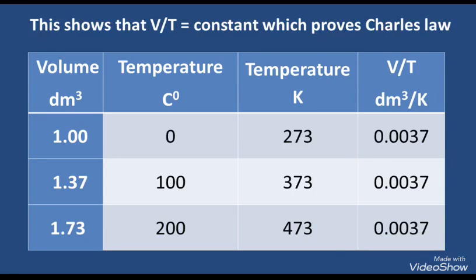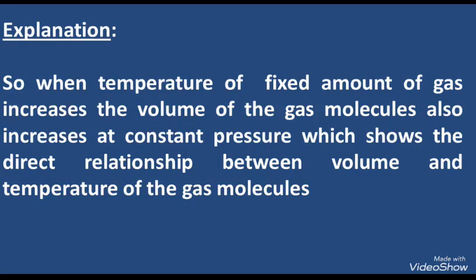The last column, which is the ratio between volume and temperature, shows constant values, which shows what? It proves Charles' law, or you can say that volume and temperature have a direct relationship, and this can be proven by this given data. This relationship can be further explained as: when the temperature of a fixed amount of gas increases, the volume of the gas also increases at constant pressure, which shows the direct relationship between volume and temperature of the gas by keeping pressure and number of moles constant.